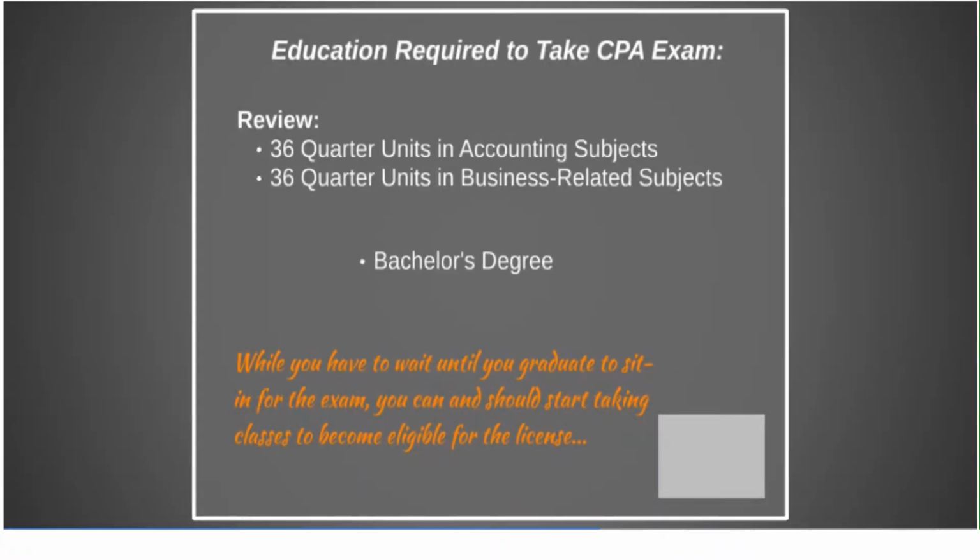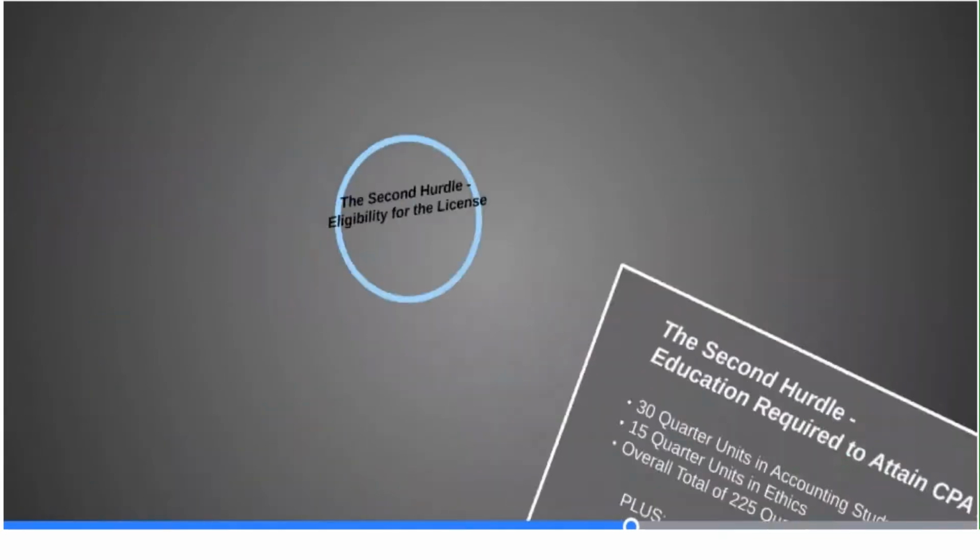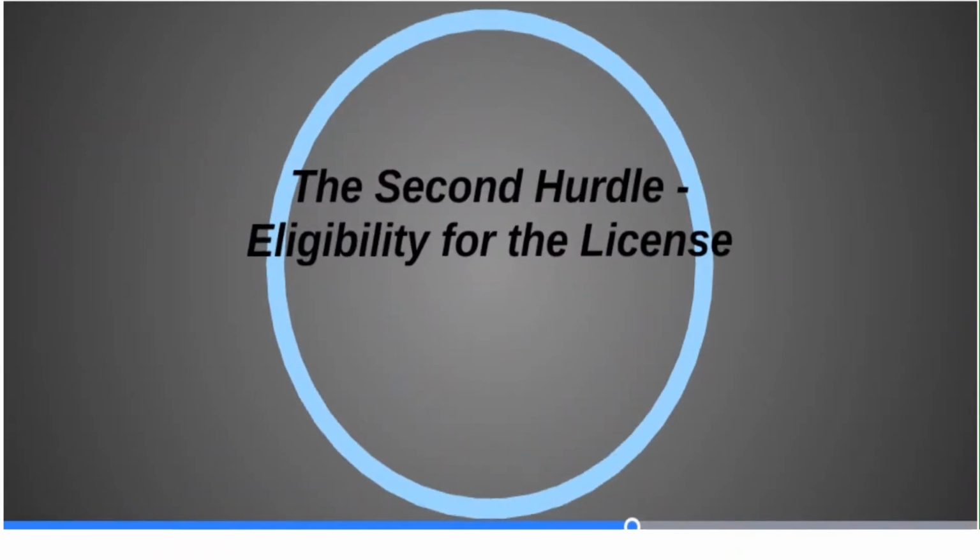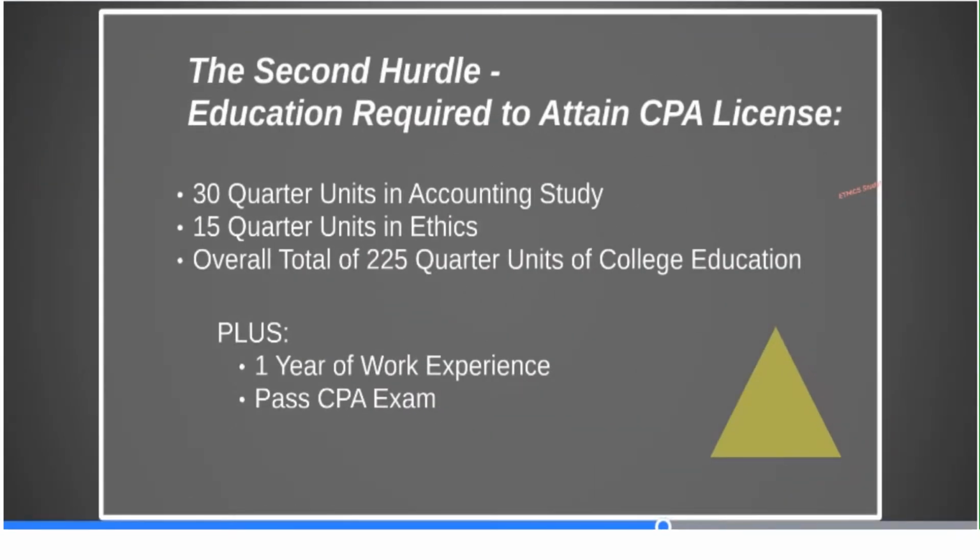And that is it for the first hurdle. Now we're going to move on to the second hurdle. The eligibility for the license. To be eligible for the license, you need to have completed 30 quarter units in accounting study. Accounting study is basically a hybrid of both accounting subjects and business related subjects. You also must complete 15 quarter units in ethics subjects. And you need a total of 225 quarter units of college education. Additionally, for the license, you need to have completed 1 year of work experience and you need to have passed the CPA exam.